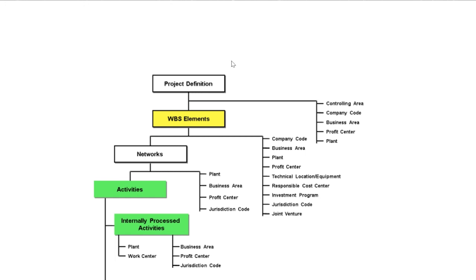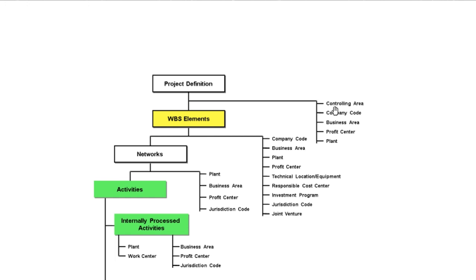Let's see how the organization structure is assigned to the project structure. At the project definition level, you have the controlling area, company code, business area, profit center, and plant. These organization structure related fields are defined in the project definition. And once you have given these fields in the project definition, those will be defaulted for the WBS elements.